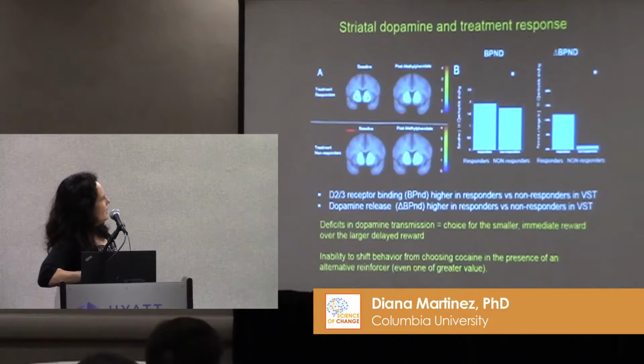So what we're showing is that the people who respond to treatment are the people who essentially have normal presynaptic dopamine release in their brains, compared to normal controls. These are the people who are able to respond to contingency management. They're able to respond to a scenario where they're given behavioral treatment that involves competing reinforcers. So we have the same finding as before. We have deficits in dopamine transmission are associated with the choice for the smaller, more immediate reward.